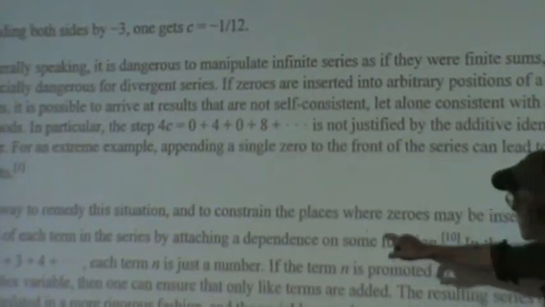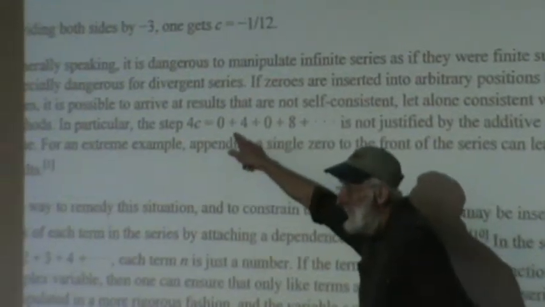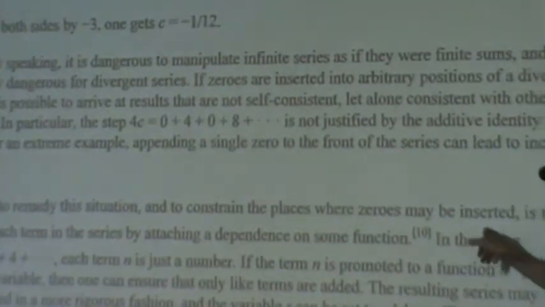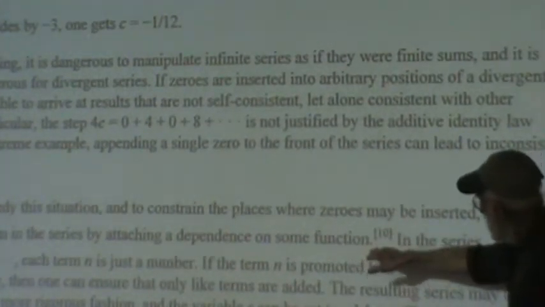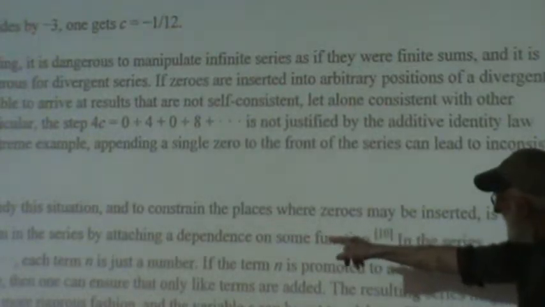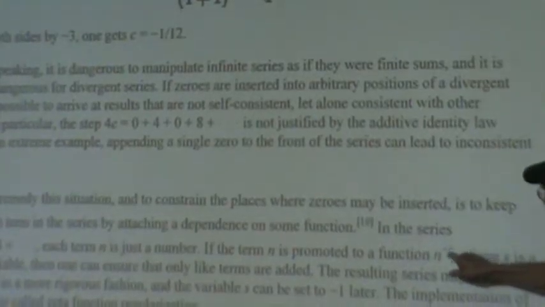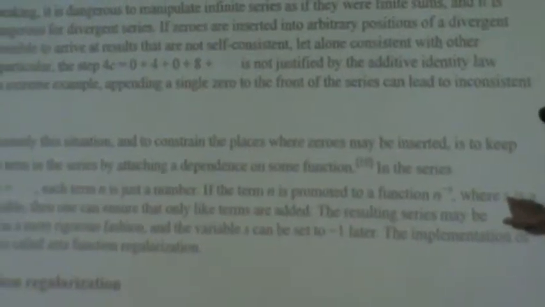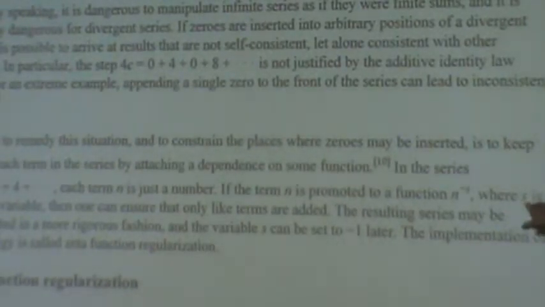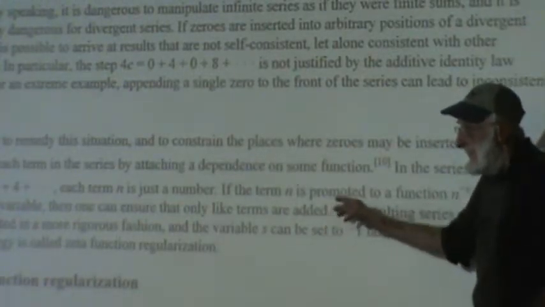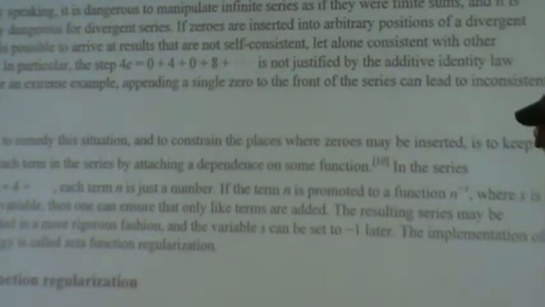One way to remedy this situation, just arbitrarily putting the zeros in where you want, is to introduce a dependence on some function, and in the series, the numbers are just such a number, n to the minus s, your function. And then if you let s be a complex variable, it ensured that only like terms are added. So it ensured that you really do just put the terms in where you're supposed to put them in.